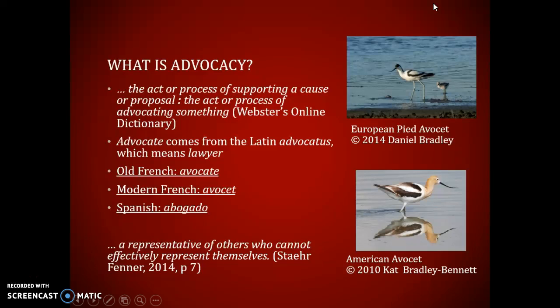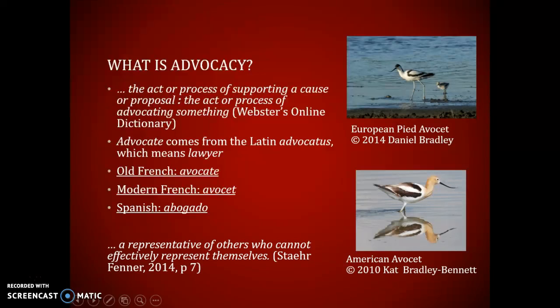These beautiful birds on the right are avocets. This one was photographed by my brother in Europe, and the bottom one is our beautiful American avocet. And they get their name because they look like they're wearing a hooded robe, like you might see in a courtroom in Europe.